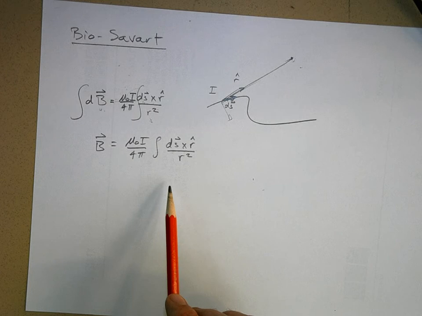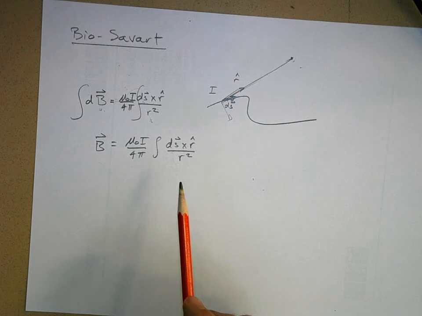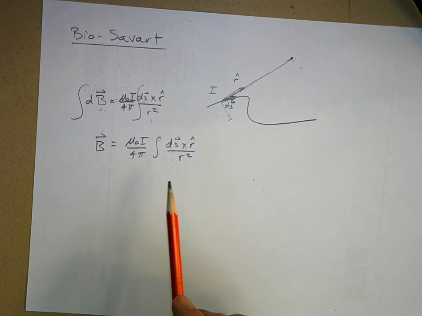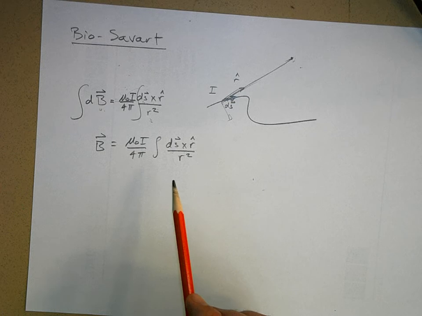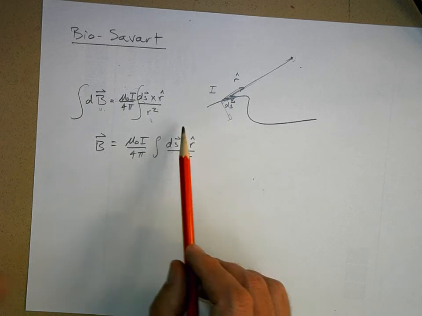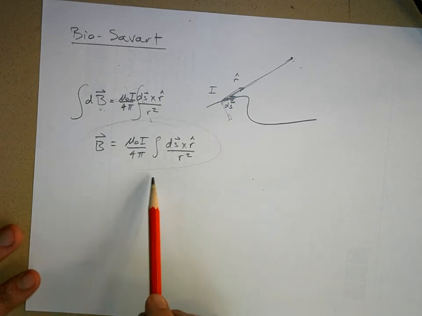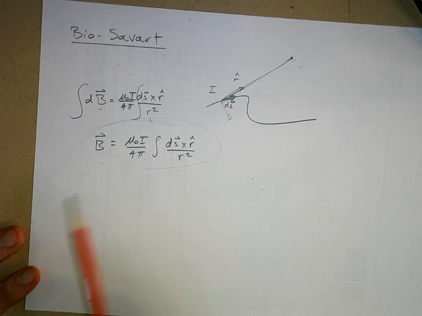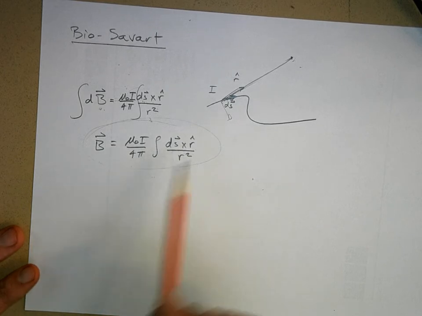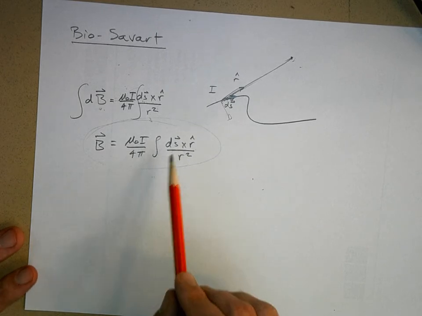Some of the examples in the book were actually pretty challenging, but on the AP test, I've never seen a hard one. So don't be intimidated by this. Study it. You should know it. You should understand the bits and pieces of what it means. Like, what does the ds mean? What does the r hat mean?